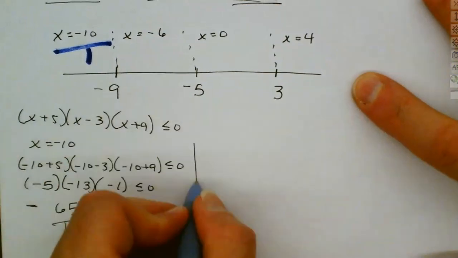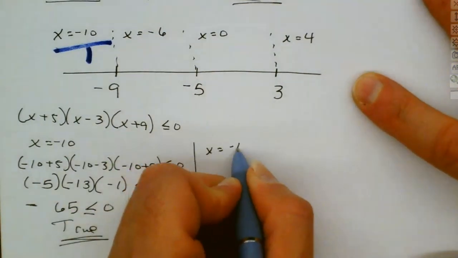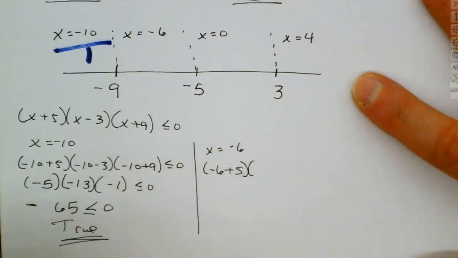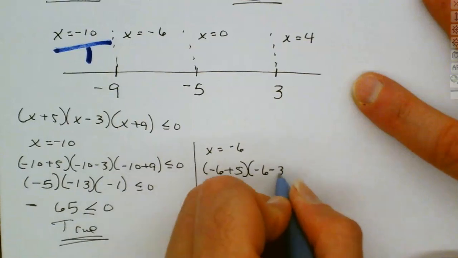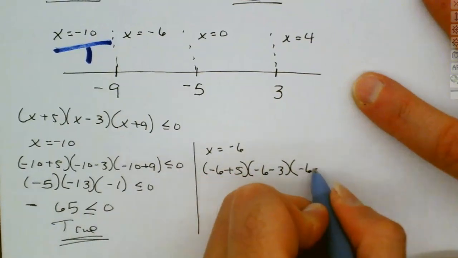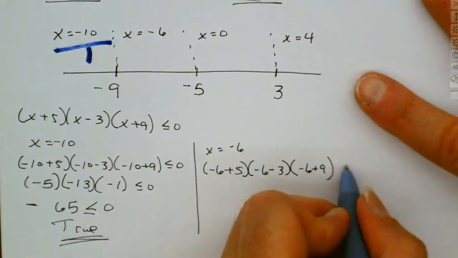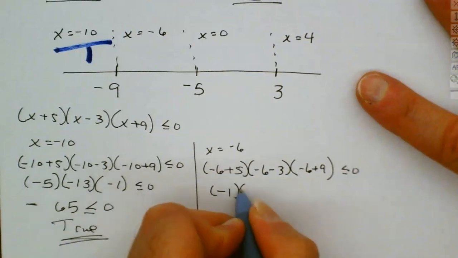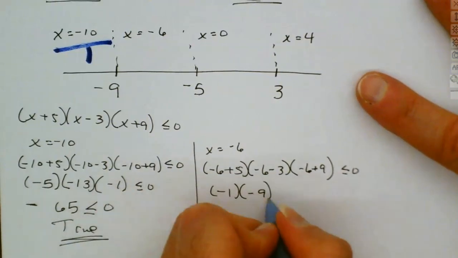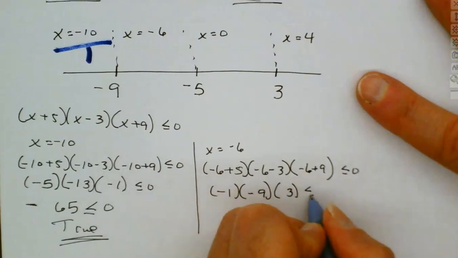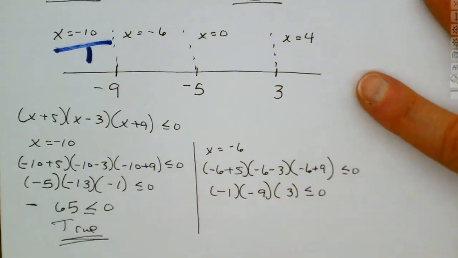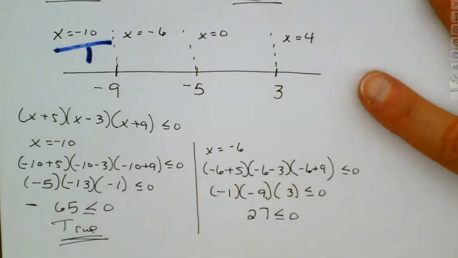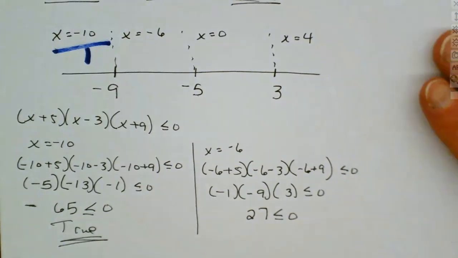Negative 6. So minus 6 plus 5, minus 6 minus 3, and minus 6 plus 9. Okay, minus 6 plus 5, that's minus 1. Minus 9 for the next piece. Positive 3. Multiplying those together, 2 negatives makes it positive. 9 times 3 is a 27. True or false now? False.